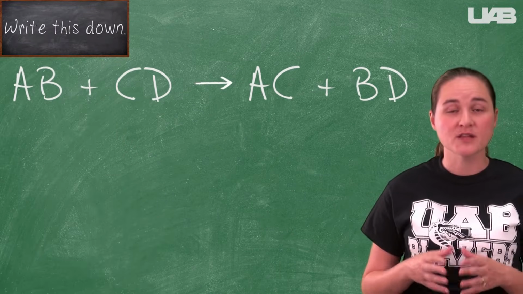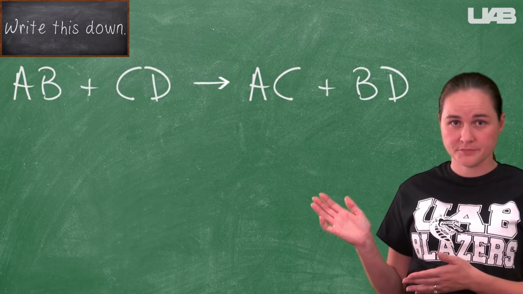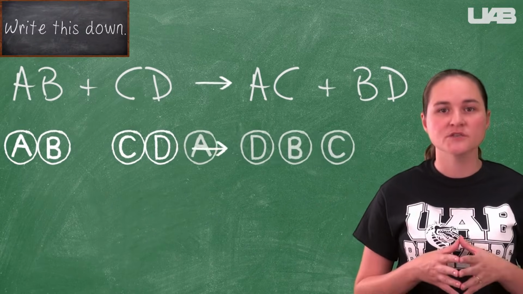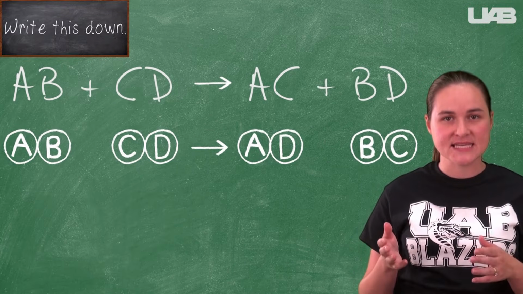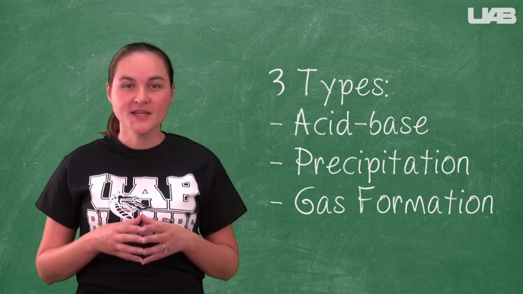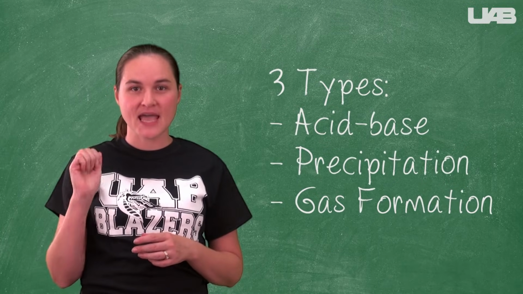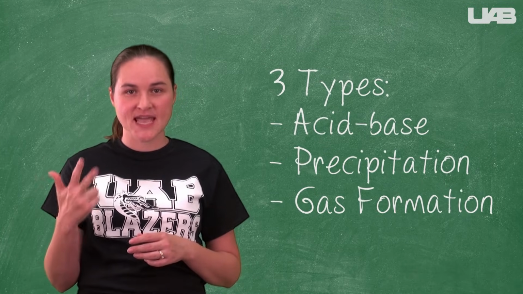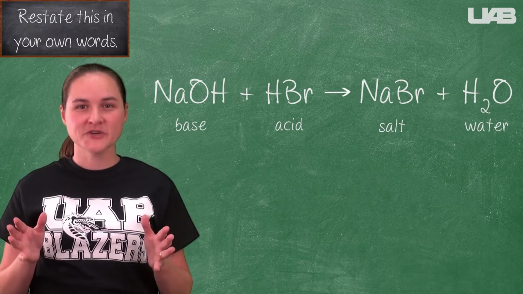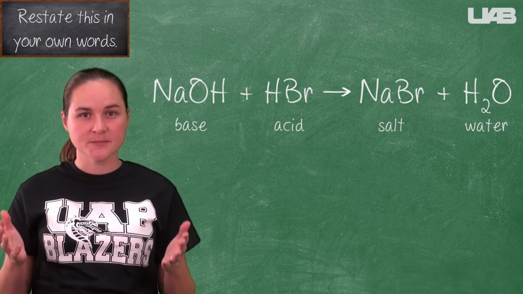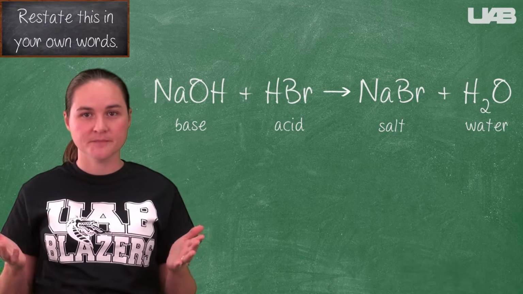Double displacement follows this general form. You can see that each ion swaps partners to form the new compounds AD and BC. We will observe three types of double displacement reactions in this lab: acid-base, precipitation, and gas formation. Acid-base reactions are an example of an exchange reaction. They switch partners, and the typical products are salt and water.